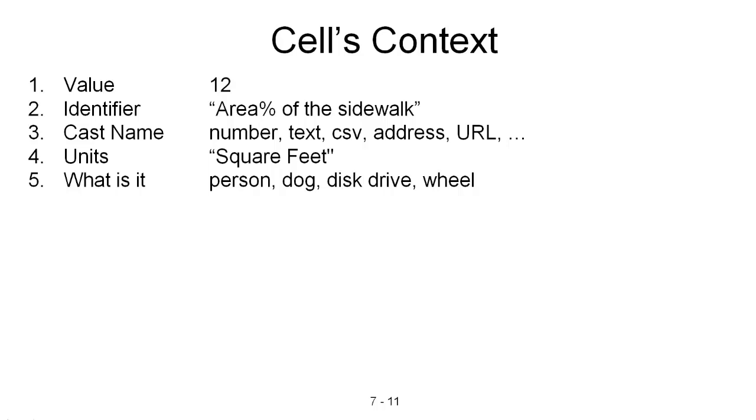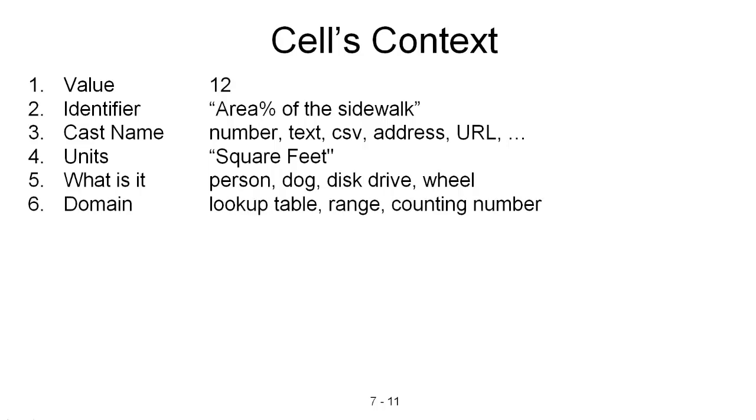So what is this? This is a dog, a person, a disc driver, a wheel, and then we have a domain. So it could be we may be a drop-down list. So it could be red, white, or blue, and nothing else. It could have a range from, of area. It could be age. Well, it's from 0 to 130 years or something. Or it could be that it's a counting number. So it starts at 1 and goes to infinity.